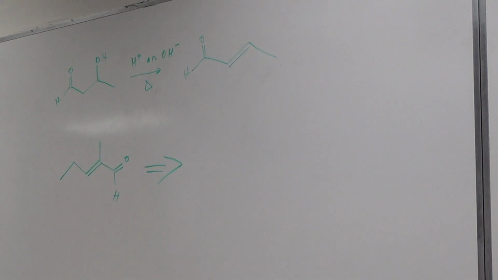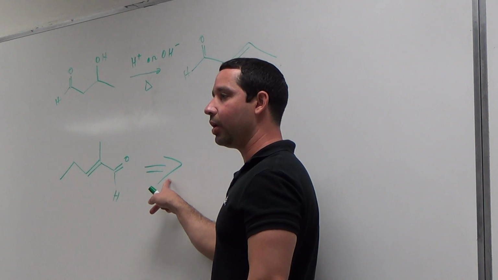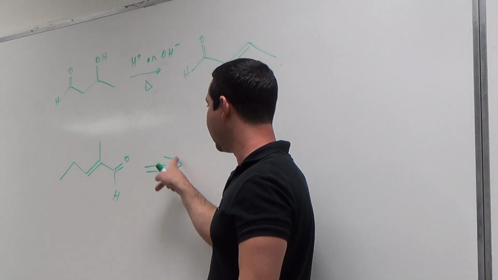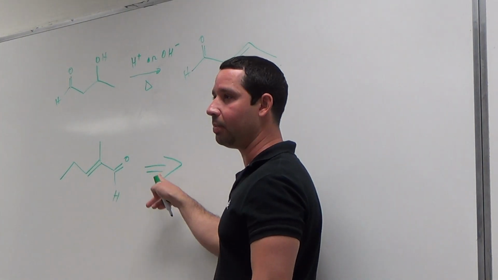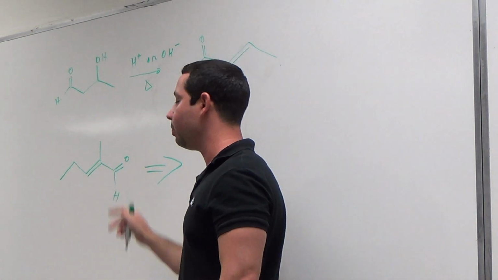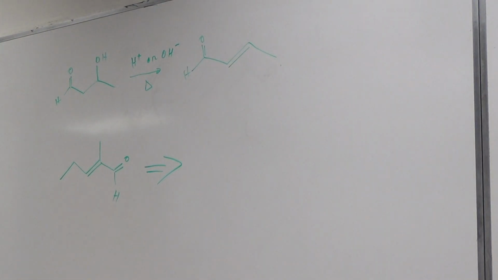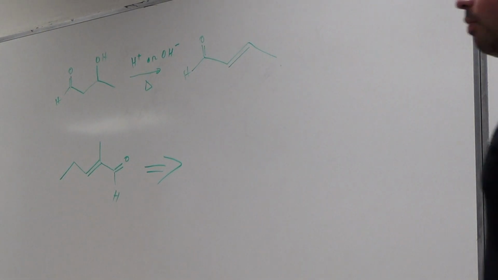What I want from here, every single time you see this, this is not a reaction arrow, yes? This is like, where did it come from? That's what that means. Retrosynthetically, what are the reactants for that? Tell me what are they? So you have an alcohol.